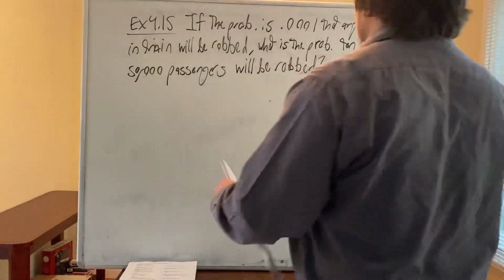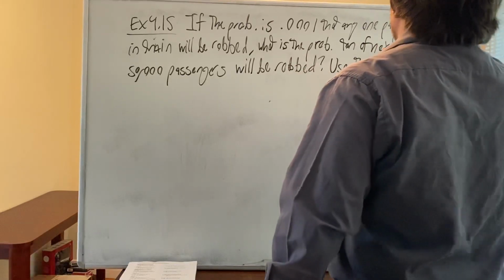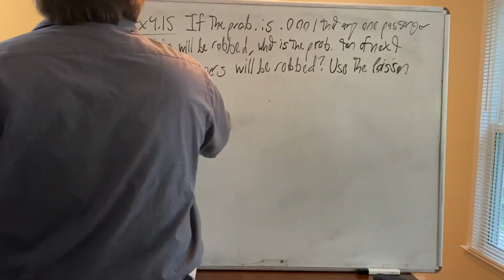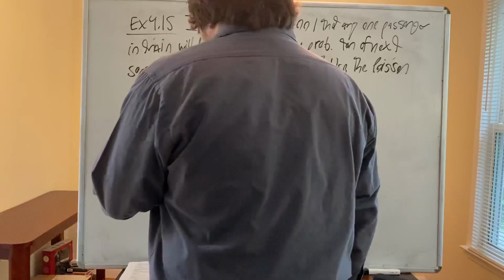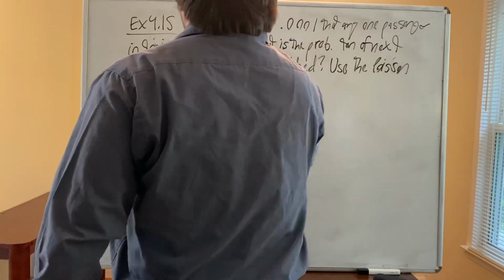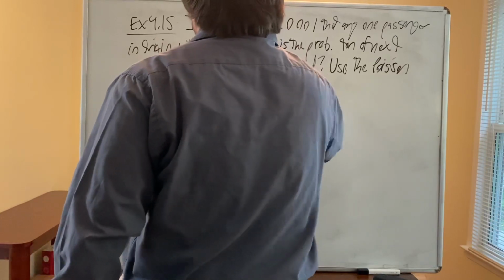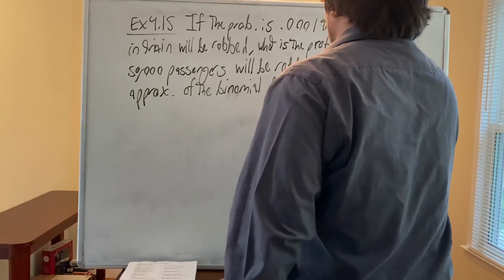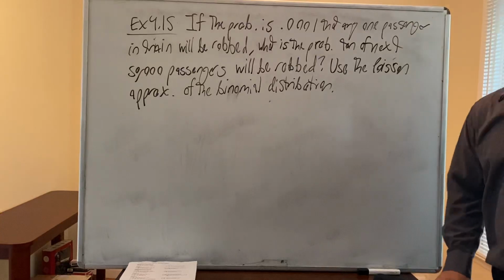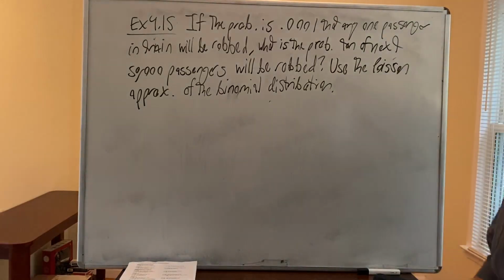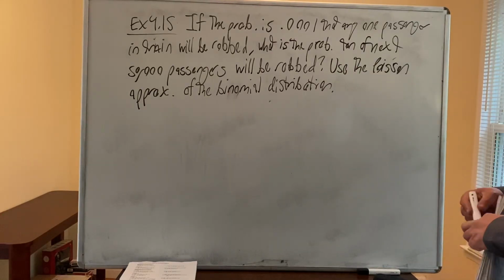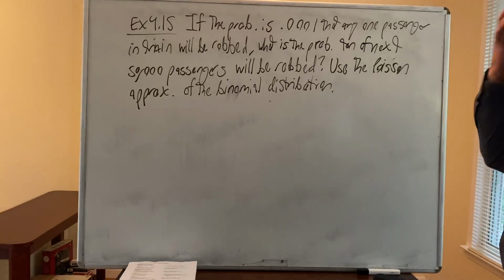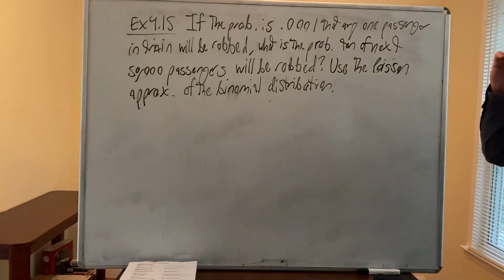Use the Poisson approximation of the binomial distribution. Okay, so if the probability is 0.0001 that any one passenger in the train will be robbed, what is the probability 10 of the next 50,000 passengers will be robbed? Use the Poisson approximation of the binomial distribution.